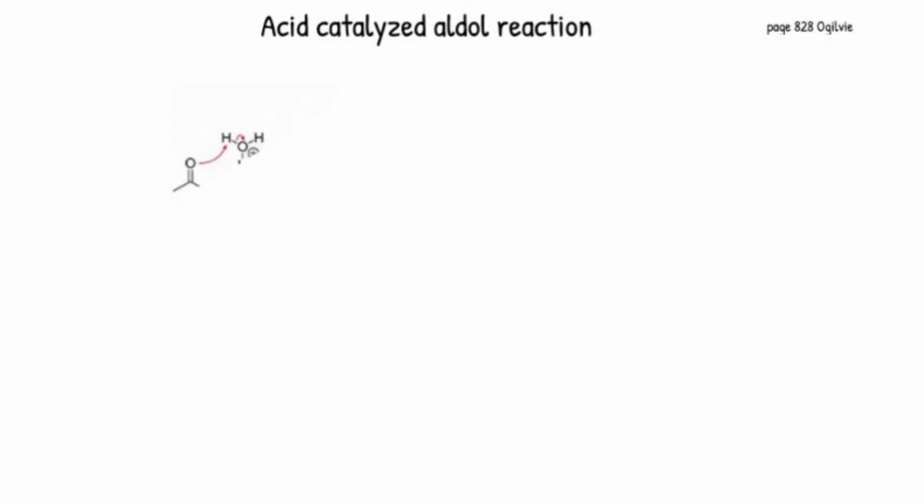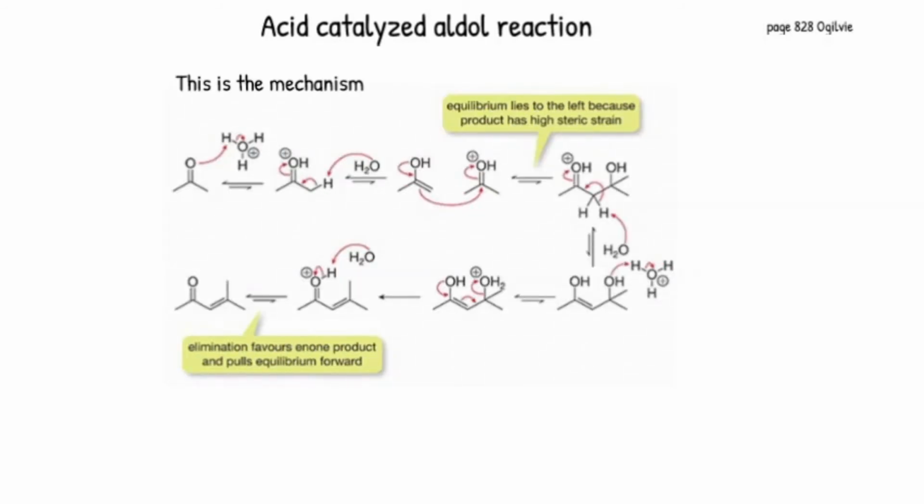The aldol reaction can also be acid-catalyzed. This is on page 828 of Ogilvie's Mechanistic Patterns. This figure gives the reaction mechanism. It is heavily detailed. Let's look at it step by step. The first step is the acid-catalyzed enol formation previously described in an earlier video, but again presented here. Protonation of the oxygen of the carbonyl allows water to deprotonate the alpha carbon to make the enol.